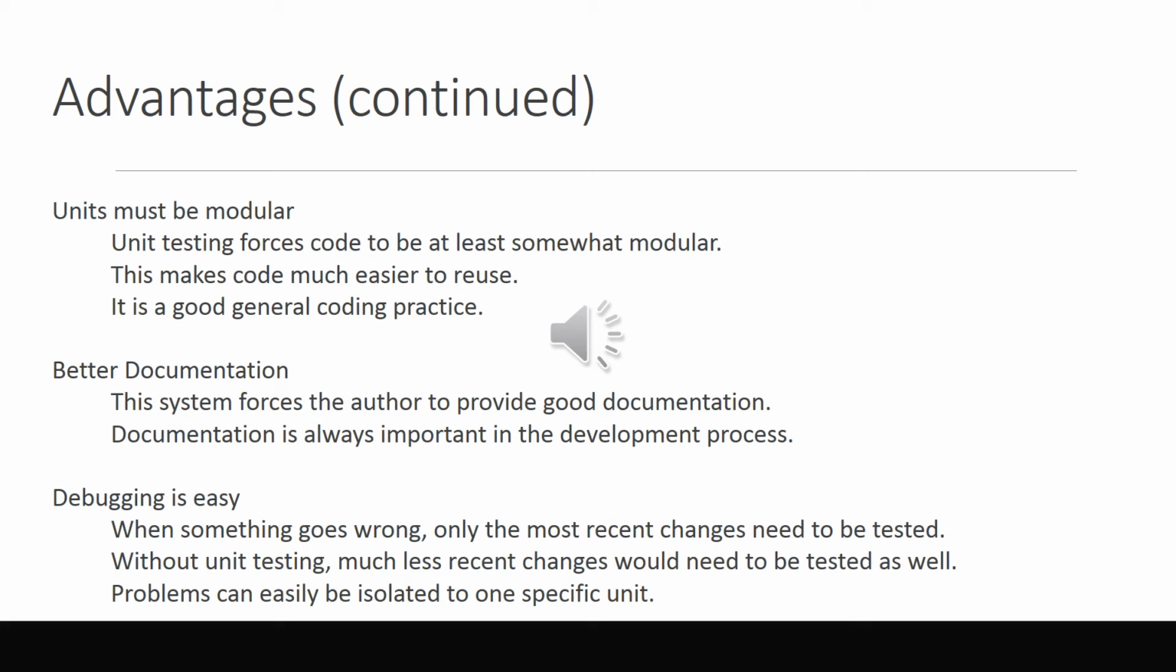Debugging is easy. When something goes wrong, only the most recent changes need to be tested. Without unit testing, sometimes a problem will arise and it can come from something that you changed a long time ago, and there's really no way of knowing. So unit testing really helps with that. Problems can be easily isolated to one specific unit.